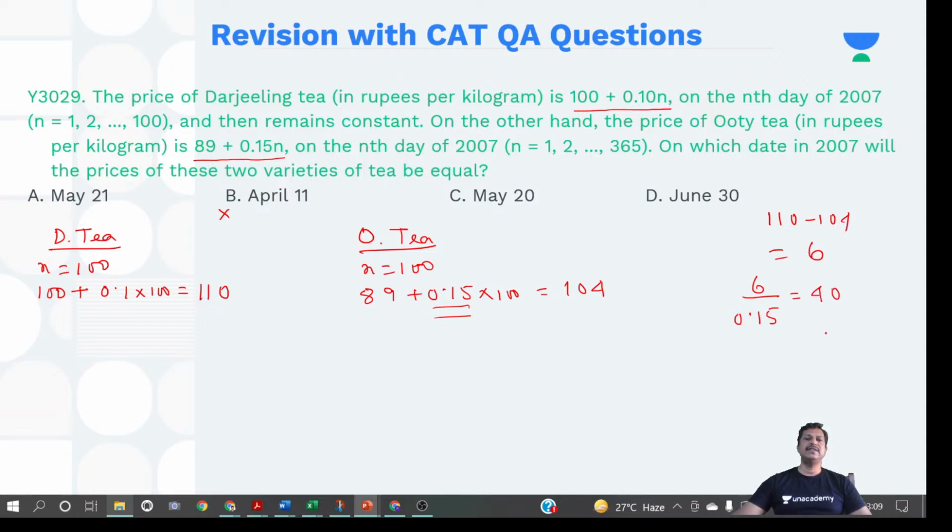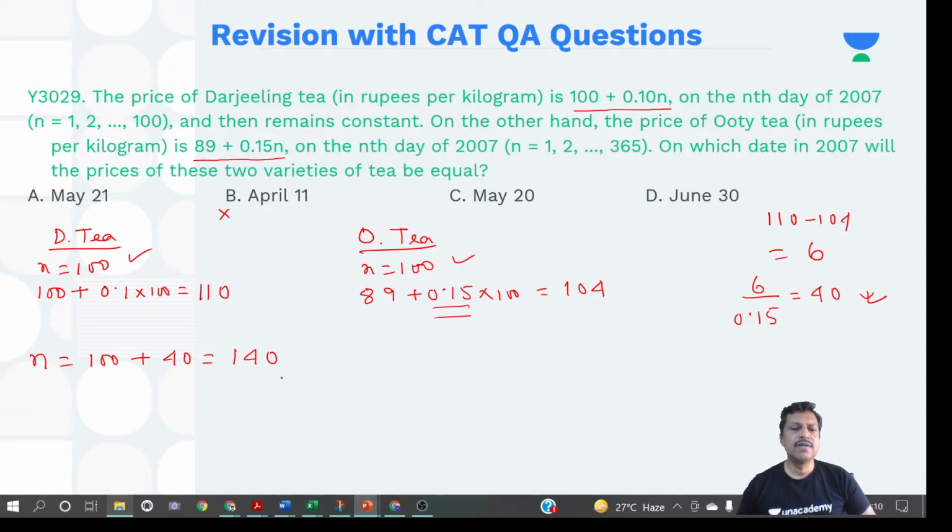So can I say my final answer is 100 plus 40? 140, 100 is already there, and then this is 40. So this comes out to be 140. So finally, n equal to 100 plus 40, 140. Okay, fine. So n equal to 140.